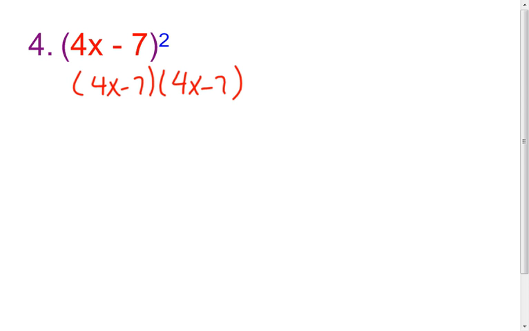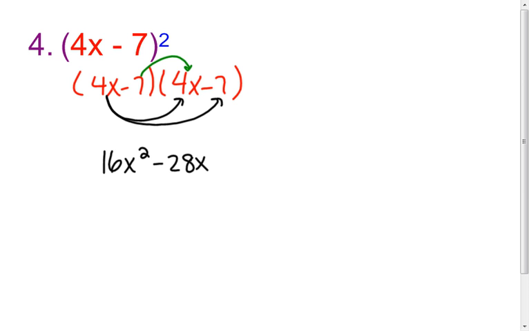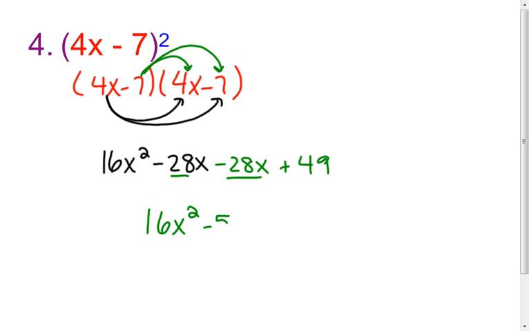And now I'm going to go ahead and follow the same rules. So I will distribute the 4x through. 4x times 4x is 16x squared. 4x times negative 7 is negative 28x. I've done what I can with the 4x, and now I will distribute the negative 7 through the parentheses. So negative 7 times 4x is negative 28x. Negative 7 times negative 7 is positive 49. Then, if you combine your terms, you will have 16x squared, negative 28x and negative 28x makes negative 56x, and then plus 49.